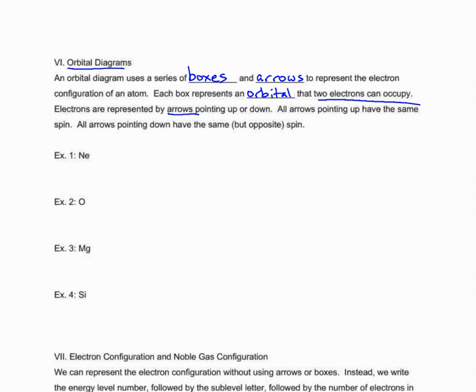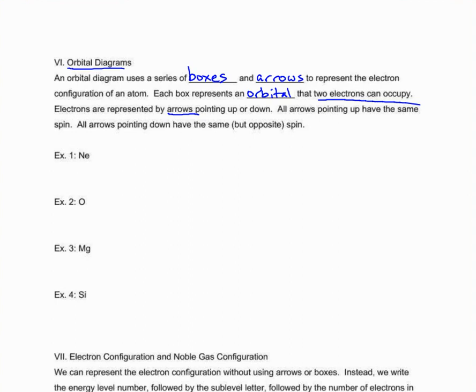So we're going to look at some examples, and this is easier once we've had some examples and some practice. So the first element that we are going to work with is neon. And if you look at your periodic table, it is on the right side towards the top. It is a noble gas. Noble gases are group 18, that very right side column.